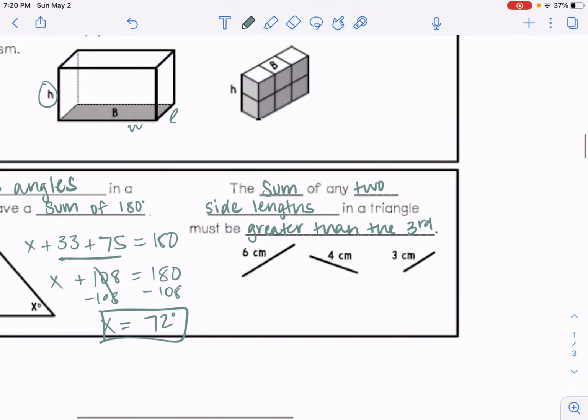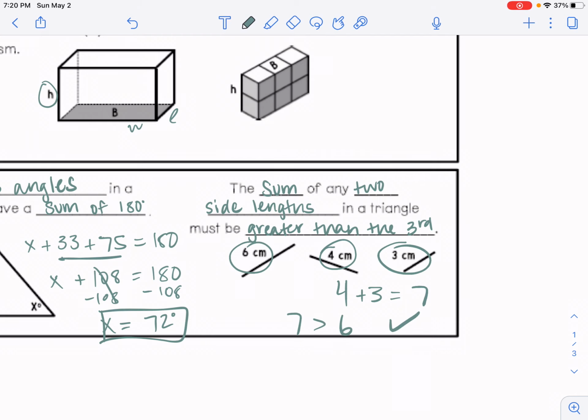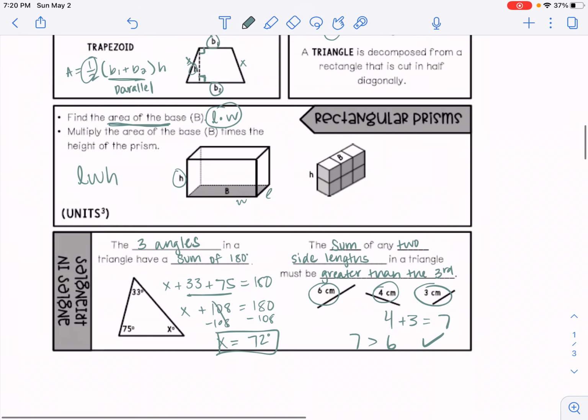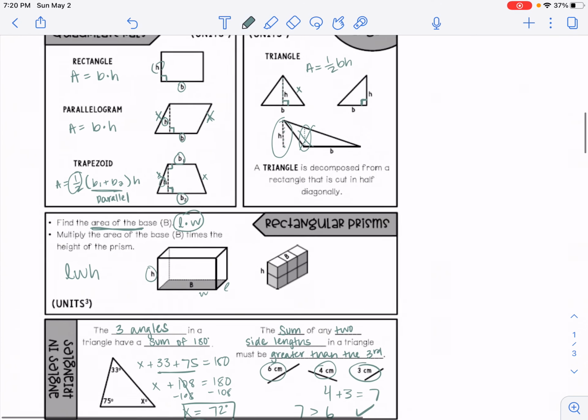Another rule is that the sum of any two of the lengths of a triangle has to be greater than the third side. So these are not about angles, these are about side lengths. So over here, these are the two shortest sides, 4 and 3. If I add that together, that equals 7. And since the third length is 6, 7 is greater than 6, so this does make a triangle. So make sure you've written down all the stuff I have in green for your notes.